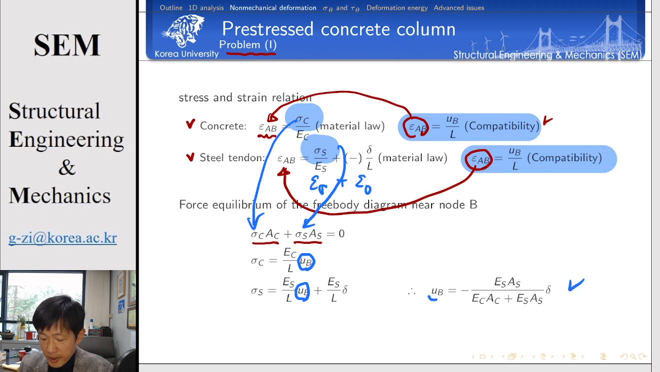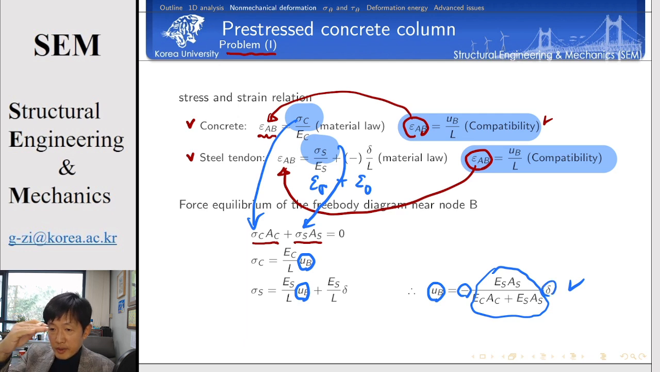So the nodal displacement of point B is what? It is minus, proportional to this coefficient and then delta. That means the column is shrunk down a little bit. The length of the column is reduced from the reference length L. Let's consider the second case.